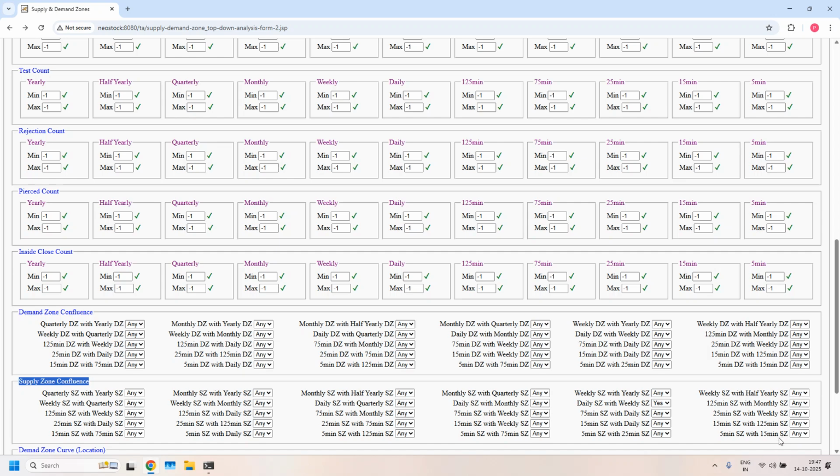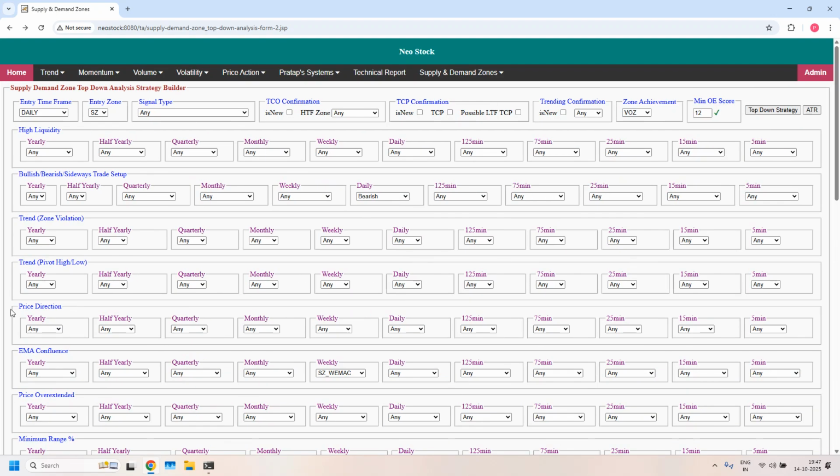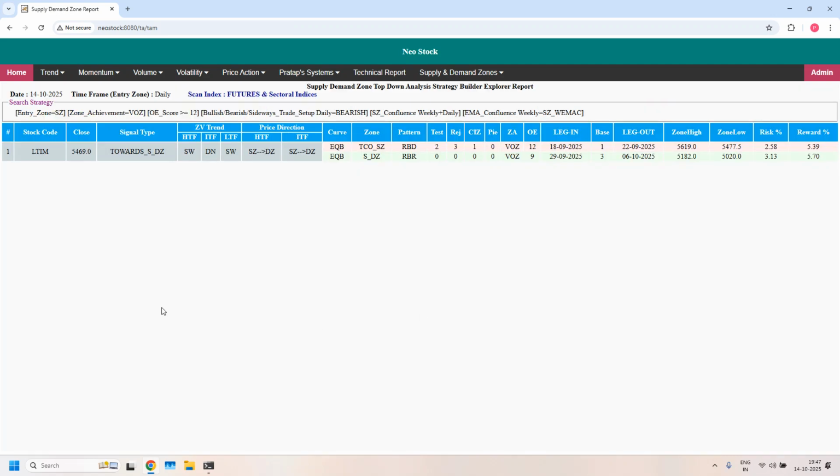We should focus on supply zone confluence. So daily and weekly supply zone is enabled. I disabled the demand zone confluence. Supply zone confluence and then EMA confluence, weekly supply zone with weekly EMA. With both these filters, we got only one stock. And this daily supply zone has more high probability to get success, provided less than 20 checklist items are satisfied. Otherwise, higher chances of zone violation.